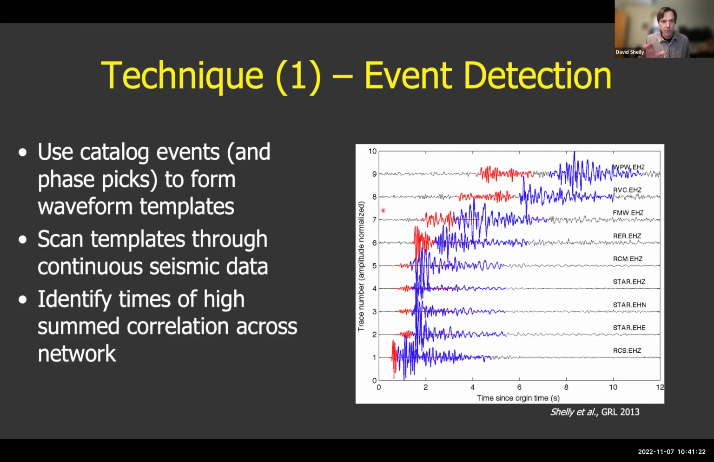So we take this waveform template, we scan it through the continuous data. So we're calculating a cross correlation at every lag time, usually incremented at 1 sample or 100th of a second. And then we identify times of high summed cross correlation across the network.